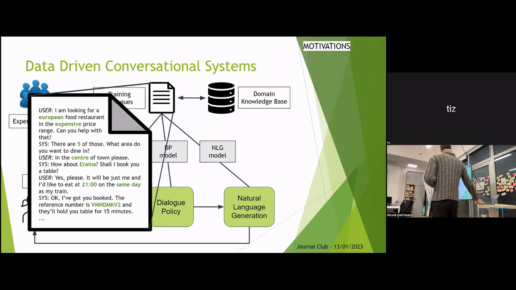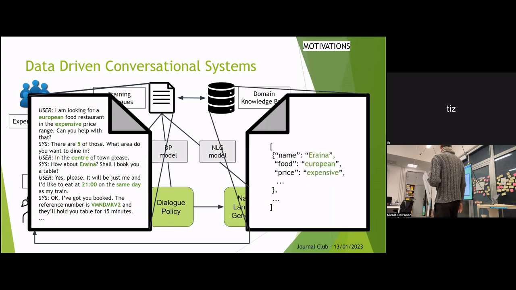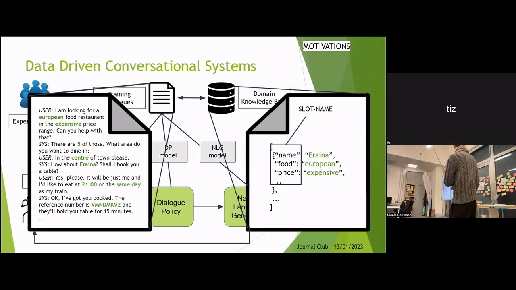Another thing is the domain knowledge base. We assume that every conversational dataset is consistent with some domain knowledge base. This is basically the information of the world. It can be a collection of restaurants, for example. And each restaurant has its own properties, for example, name, food, and price. Let's give a couple of labels. On the left part, we have what we call the slot name. And on the right part, what we call the slot value.